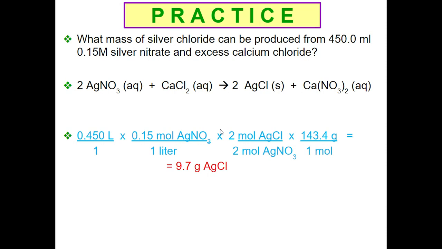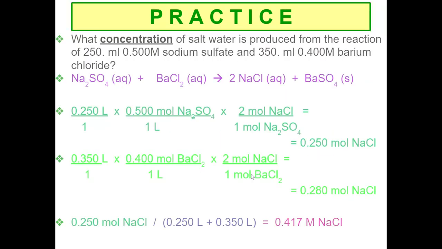We use our coefficients, our mole to mole. We see our coefficients 2 to 2, 2 to 2. Get rid of moles of AgCl and go to grams of AgCl because the question's asking what mass. Mass is measured in grams. We get this value from adding Ag plus Cl from the periodic table. Multiply the top, divide by the bottom, we get an answer of 9.7 grams of AgCl, or silver chloride.